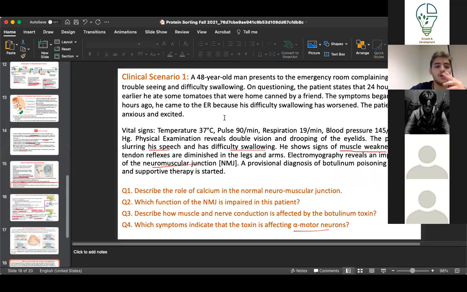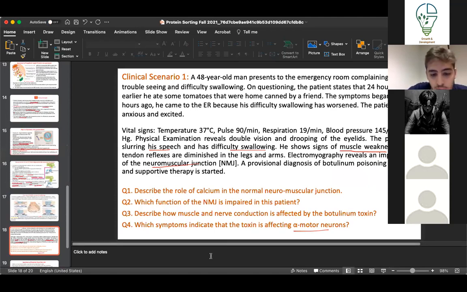Two of them are coming. Don't 100% take my word for it, but these are all the high yield points that you should 100% know. Okay. What else? Any more questions?